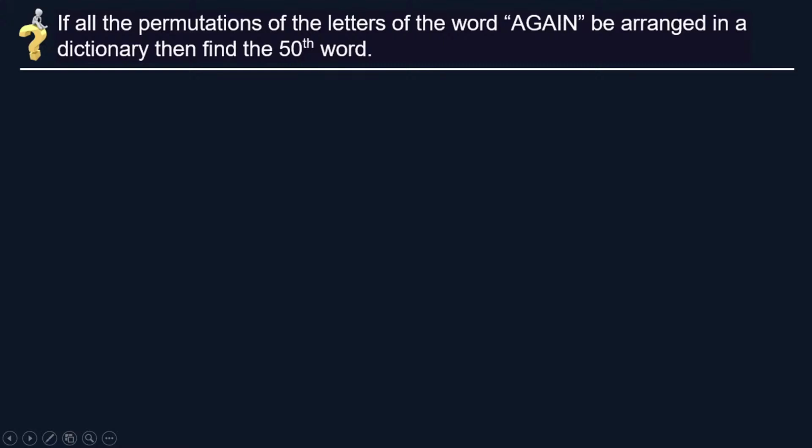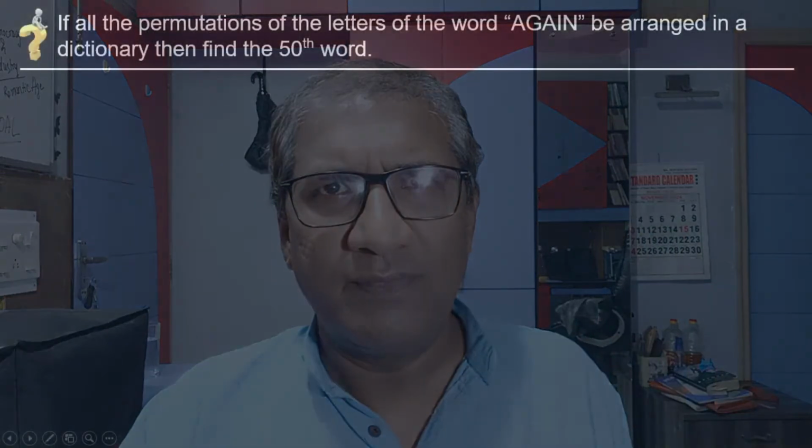The question is, if all the permutations of the letters of the word again be arranged in a dictionary, find the 50th word. So what's the question? In this question, they have not asked you what is the rank of again. No. They have said you have arranged by taking all the alphabets of the word again, and now you are placing those words in the dictionary. So I want to find out what will be the 50th word. That's it. Is it clear?